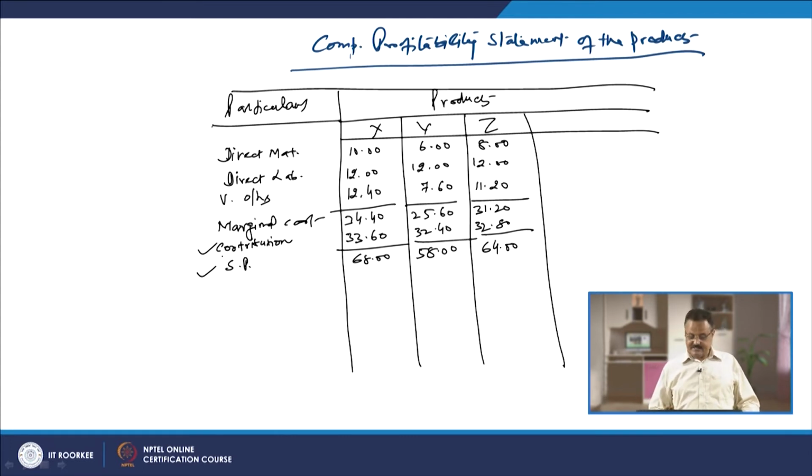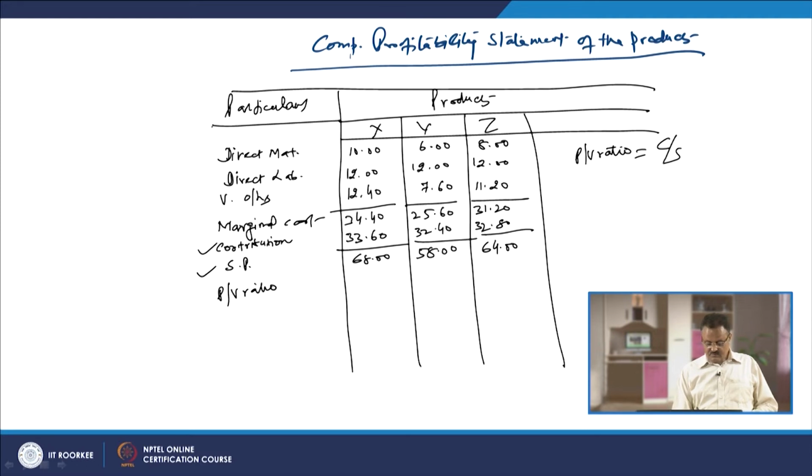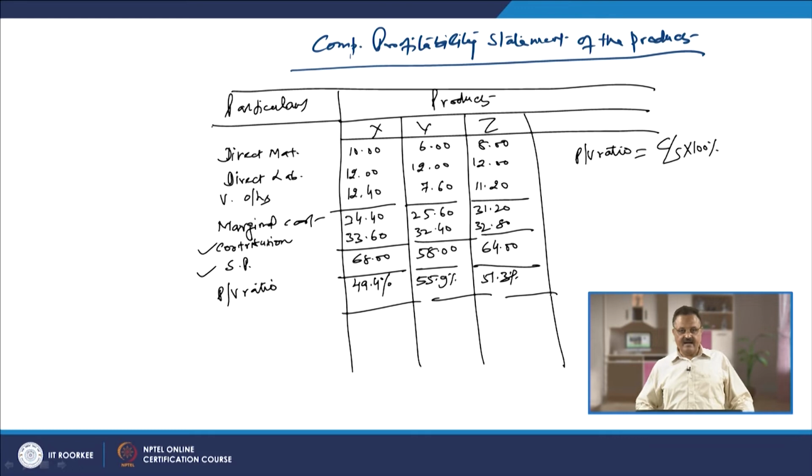We already have the selling price with us, and what is the formula for the PV ratio? PV ratio is equal to contribution divided by sales. So using this formula you can find out the profit to volume ratio of the three products. To calculate it in percentage terms, it is contribution divided by sales into 100. Dividing 33.60 by 68, the PV ratio comes up as 49.4%, right. In the second case it works out as 55.9%, and in the third case this works out as 51.3%, right.